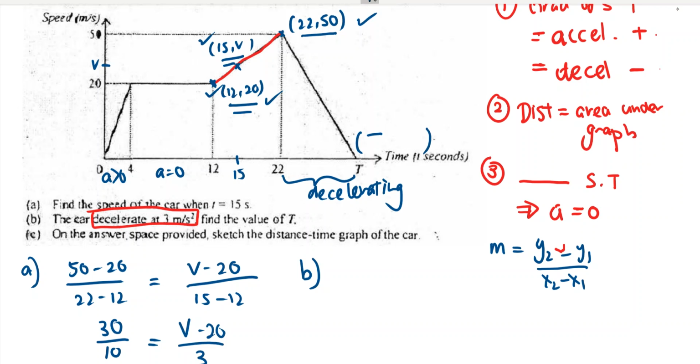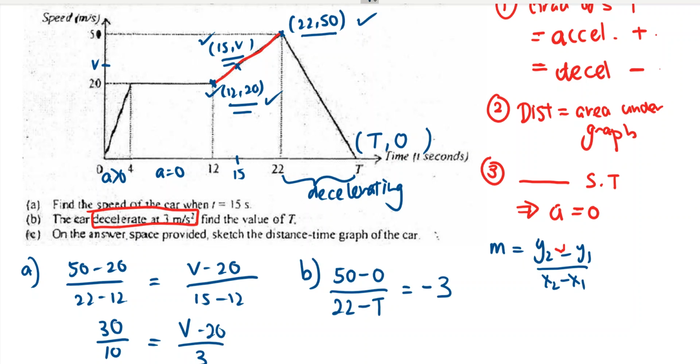Okay, so let's label this. This is t comma 0. All right, so which means that 50 minus 0, y2 minus y1 over 22 minus t, okay, 50 minus 0 over 22 minus t is going to give you, most students will write 3, and that is where the catch is, because the question already tells you that it is decelerating at 3. When you have a deceleration, you need to have a negative sign.